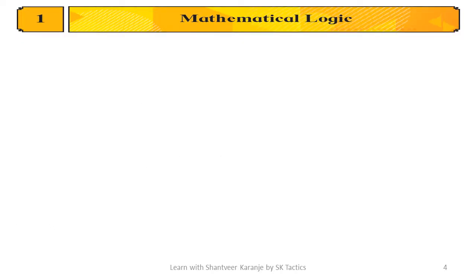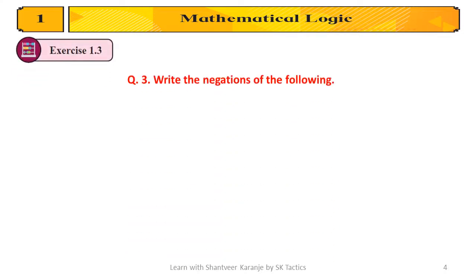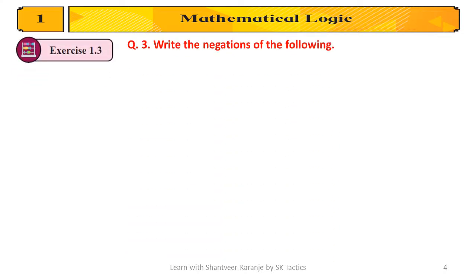It's question number 3 and question number 4. Exercise 1.3, question number 3 is to write the negation of the following. The first question is: x plus 8 is greater than 11 or y minus 3 is equal to 6. Remember friends, it is not asked what is the value of x and what is the value of y. It asks to find the negation of this one.